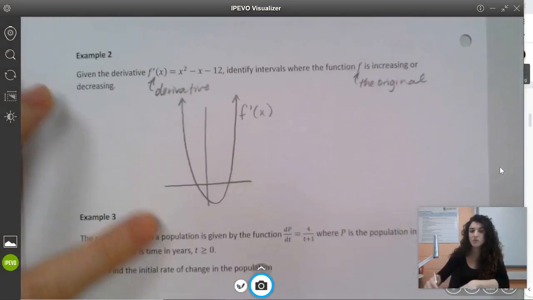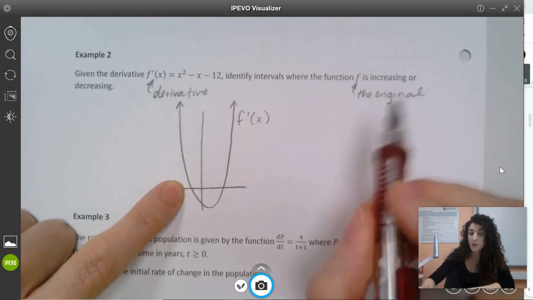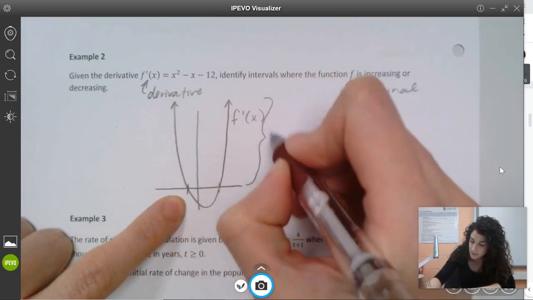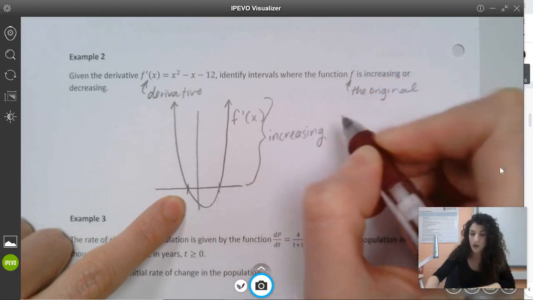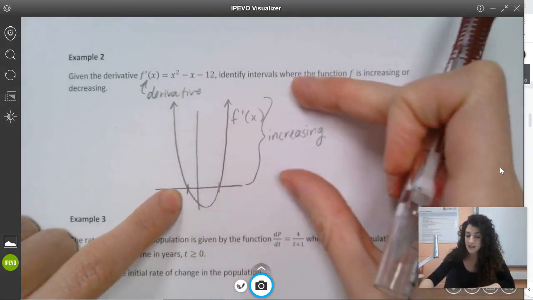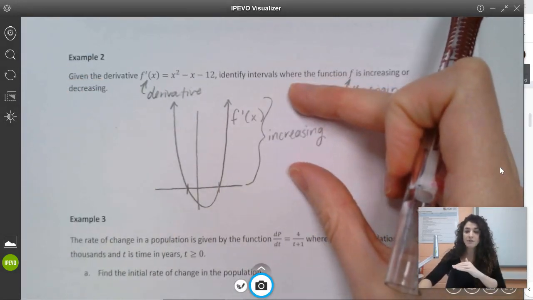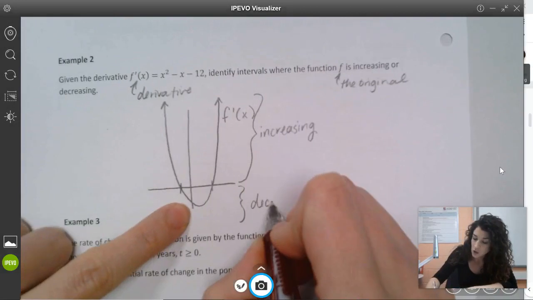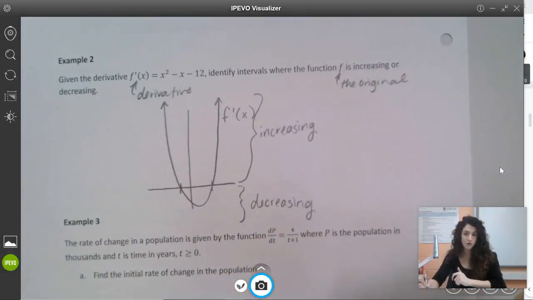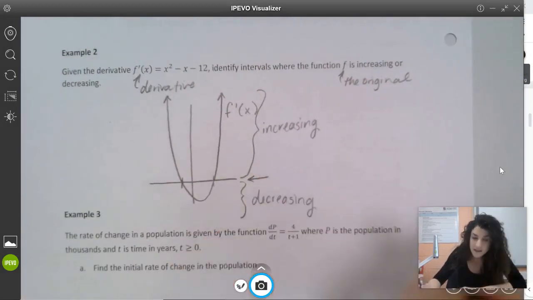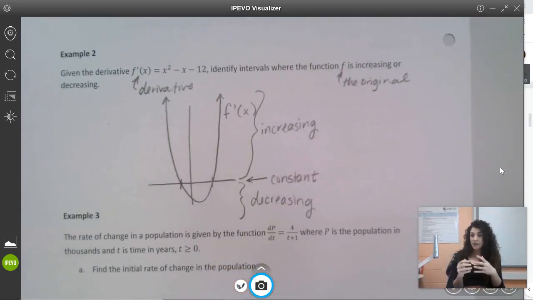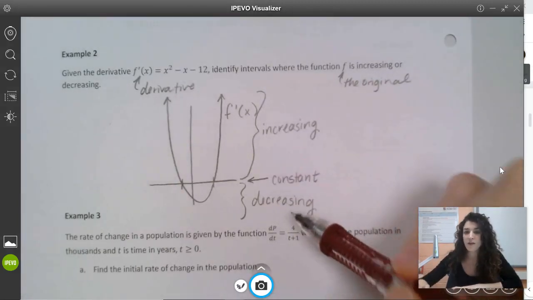So keeping that in mind, when we look at this derivative function, if we want to know where the original function is increasing, we're actually looking at where the derivative function is greater than 0. So above the x-axis is when your original function has a positive slope. When we're below the x-axis, with the derivative function, your original function has a negative slope. When we are on the x-axis is when we have a constant slope. So that's how we read these derivative functions: we're looking at whether it is above the x-axis, below the x-axis, or exactly on the x-axis.